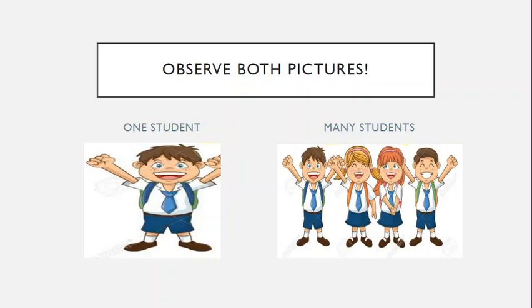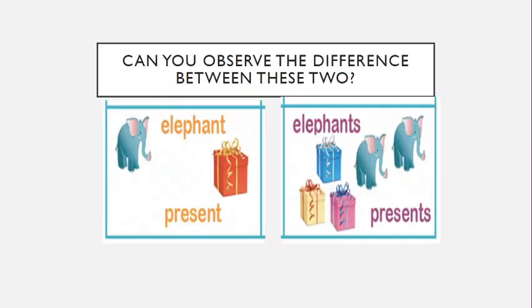Students, observe both of these pictures. You have two pictures in front of you, this one and this one. Now observe both of these pictures. What you can observe in this picture and in this picture. I hope you are getting the idea of what I am asking. Let's move to the next picture. Okay students, in this picture, can you observe the difference between these two? Now pause for a moment and look clearly and closely at both of these pictures. Just understand the difference between these two things.